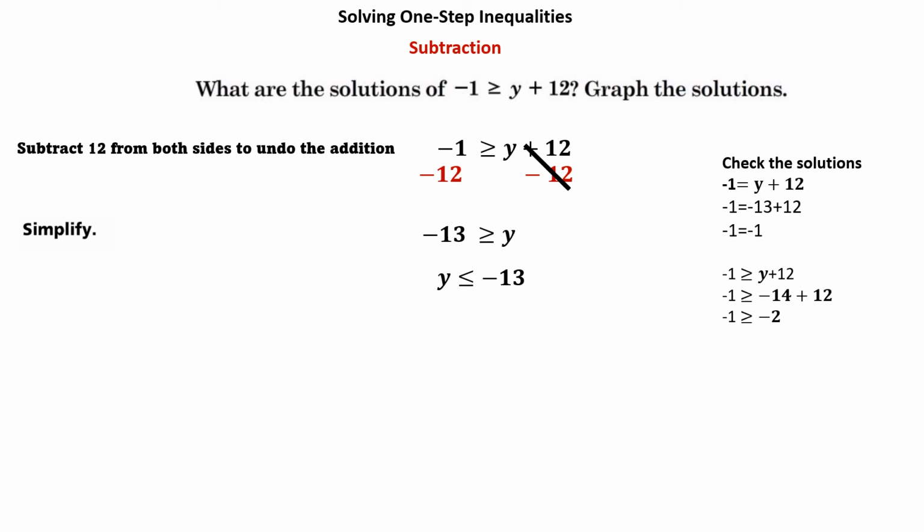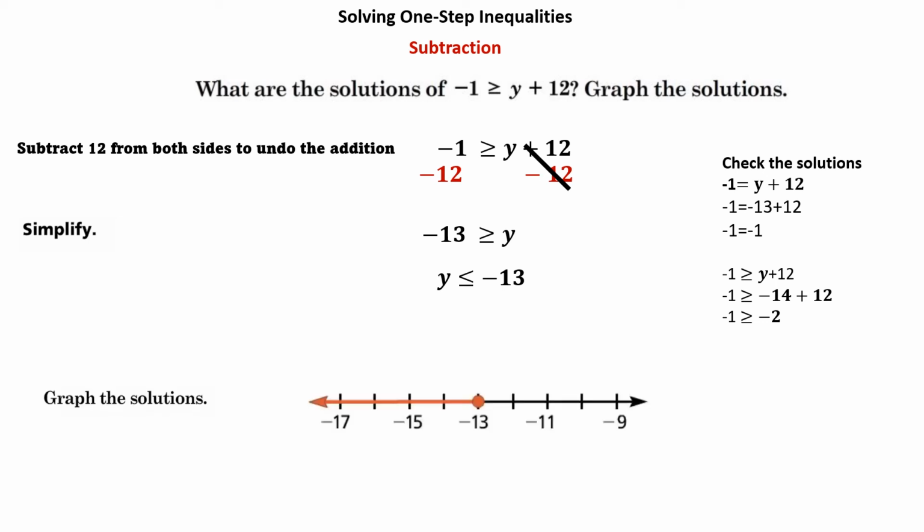I'm going to go ahead and check those solutions. Again, if you do negative 1 equals y plus 12, make sure you put negative 13 in for y to make sure they both come out equal. Then you can pick any number that is less than negative 13 to figure out if that's a solution or not. Okay, so now let's graph this. We're going to have a closed circle on negative 13 because that symbol tells us it should be included. And then everything is shaded to the left of negative 13.